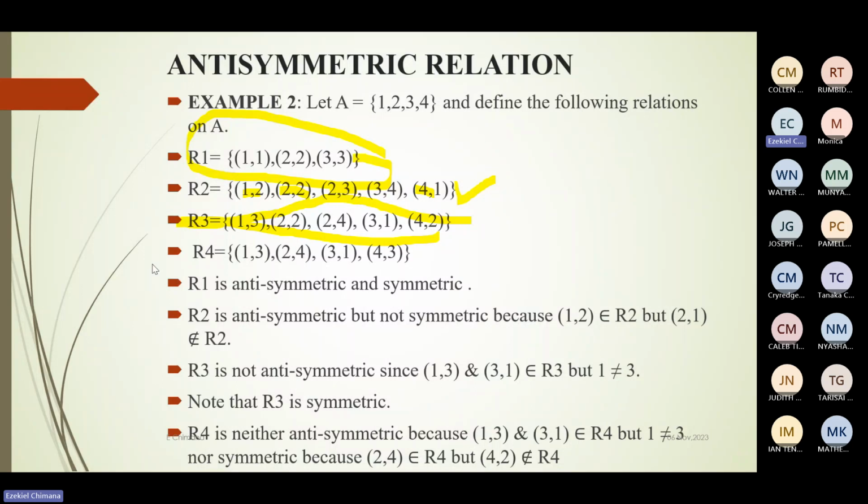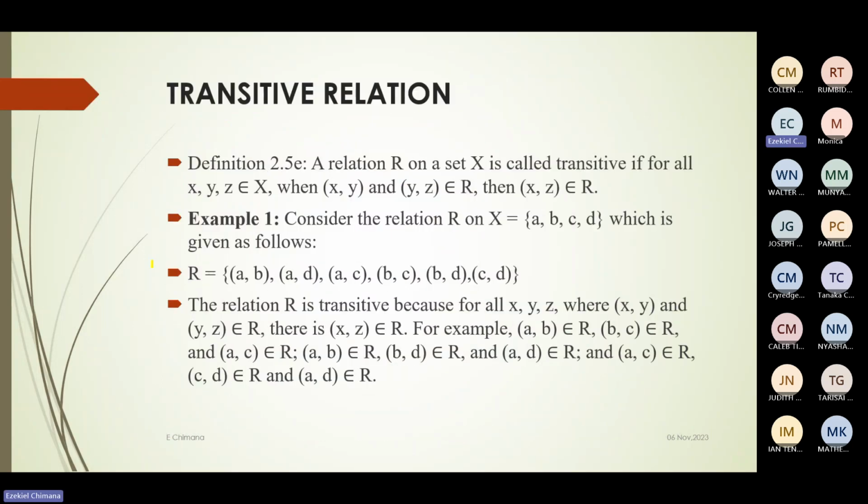So let's move on to the transitive relation, which mostly involves three elements. A relation R on a set X is called transitive if for all x, y, z that are elements of X, when (x, y) and (y, z) are elements of R, then (x, z) is an element of R. Just like the composition of relations, if x is related to y and y is related to z, it means that x is related to z through this y.